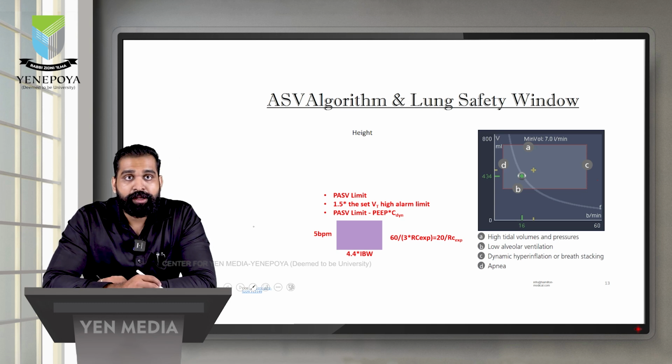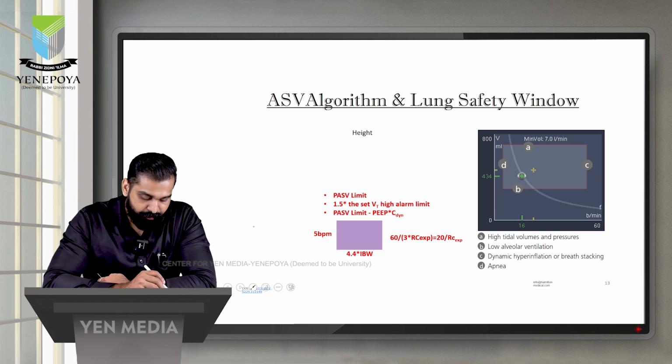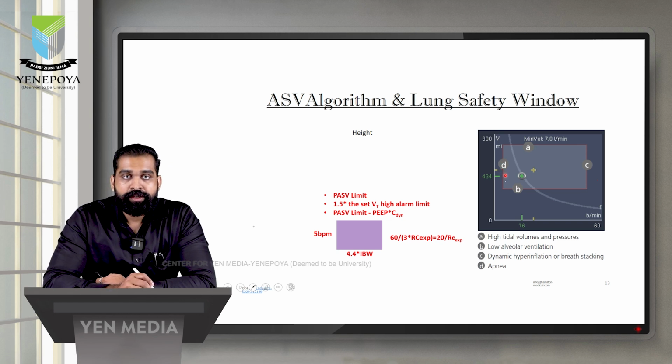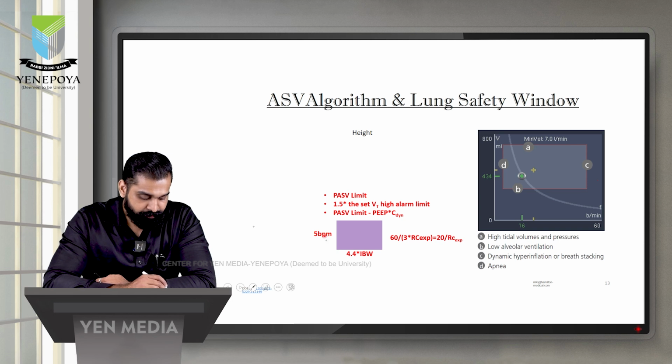A patient cannot be allowed to breathe at too low of a respiratory rate or too high of a respiratory rate. So the apnea is controlled by this portion, which is set as default at 5 breaths per minute. Now, if the patient that you're ventilating is about 3 kgs, then this would be reset to 14 breaths per minute.